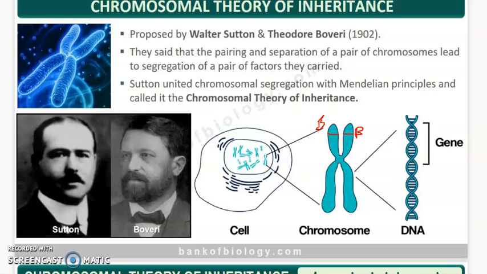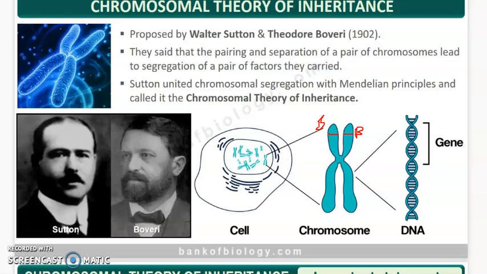The same thing is repeated in meiosis 2, in which, in anaphase 2, the sister chromatids are separated and it forms four haploid sets of chromosomes. So that is the result of the meiosis process. You will be learning about the chromosomal theory in the next class. Now I will just give you some differences between the chromosome and gene.